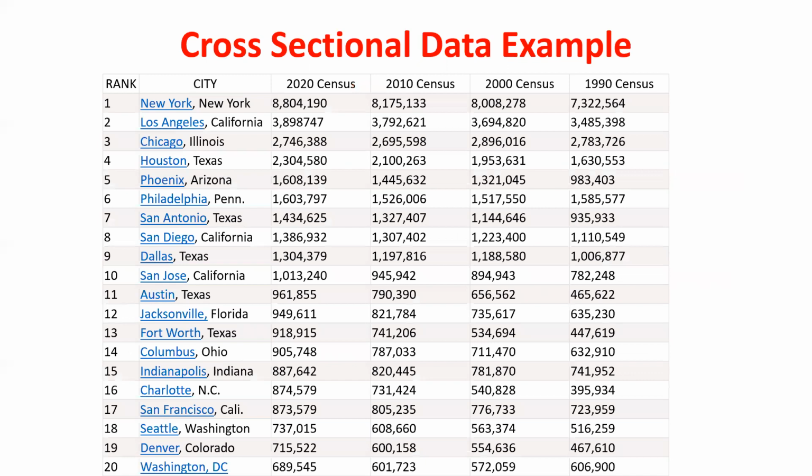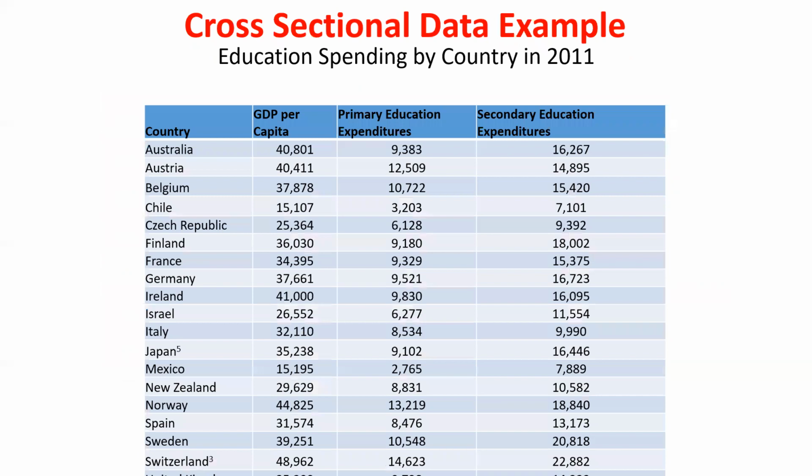So cross-sectional, this was just some population data. I've got a bunch of different cities, the top 20 cities, and then I collect information at one point in time, which was the census. So I can combine my cross-sectional data sets, right? This would be like an FBI data set, but I'm collecting at one point in time, for every single city here.